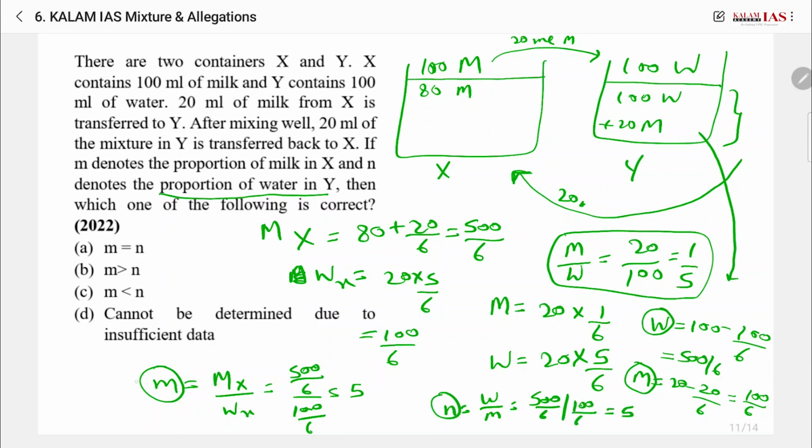So as we see, the value of both M and N is 5. The answer will be option A.